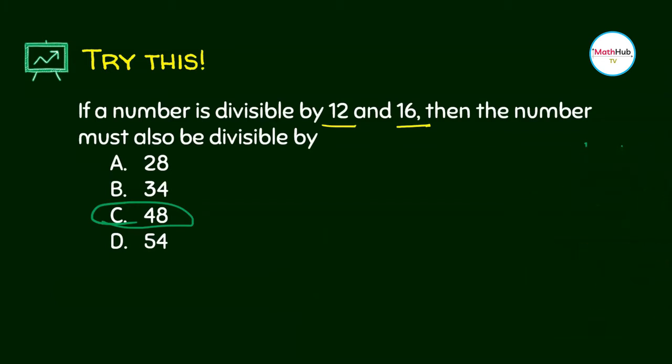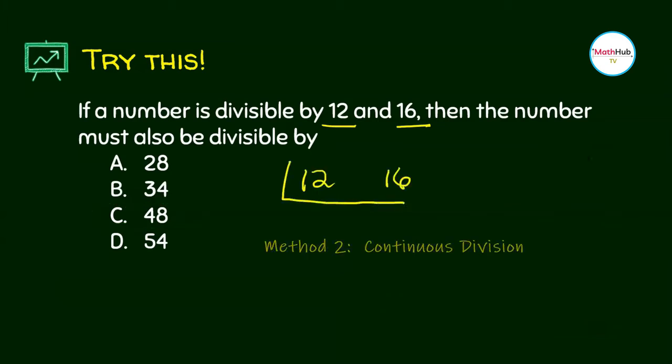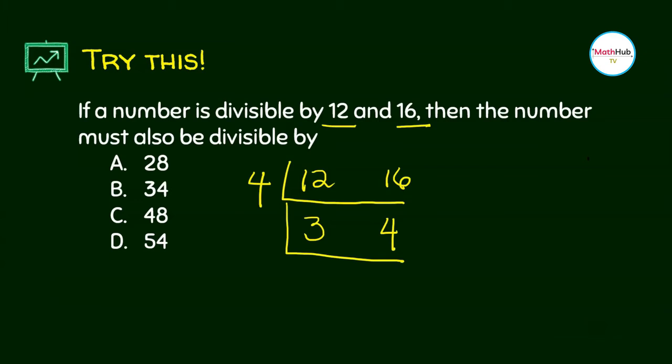Anyway, another way to find the LCM is by doing continuous division. Think of a number which divides both 12 and 16. It doesn't have to be prime. The bigger, the better. 4. And then divide. 12 divided by 4 is 3. 16 divided by 4 is 4. For this one, is there a number that can divide both 3 and 4? No more, right? So if that is the case, this is already our last row.